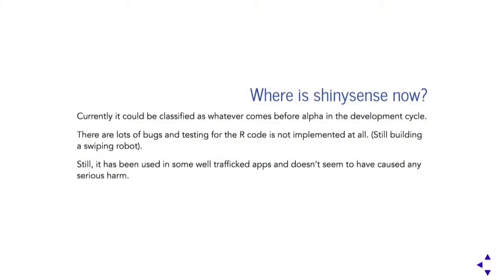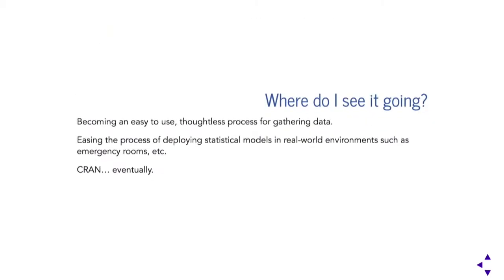Where shinysense is now is very, very raw. There are no tests in it at all on the R side. There are on the JavaScript side, but not on the R side. They haven't built a robot that can swipe to test yet. But it has been used in some pretty well-trafficked apps and hasn't seemed to cause any bad problems. And where do I see it going? Like I said before, I would like to see it expanding the range of where Shiny sits in the ecosystem of data analysis, and also bringing it into more mobile environments, and then maybe CRAN eventually, but we'll see.